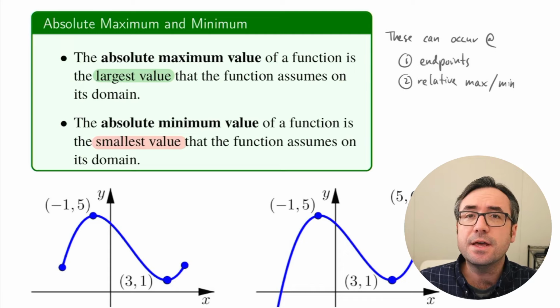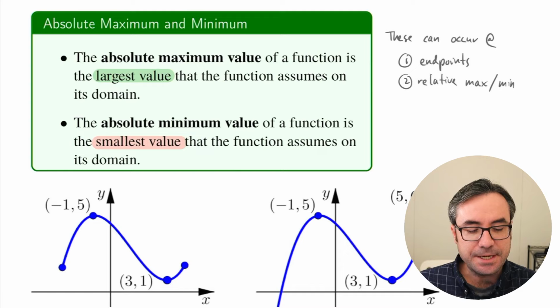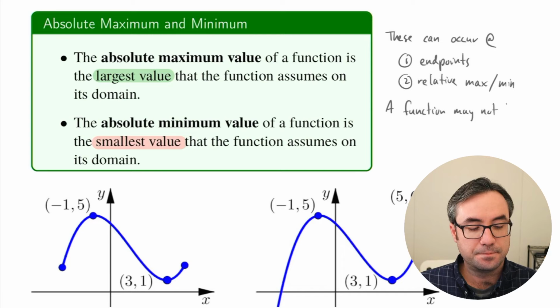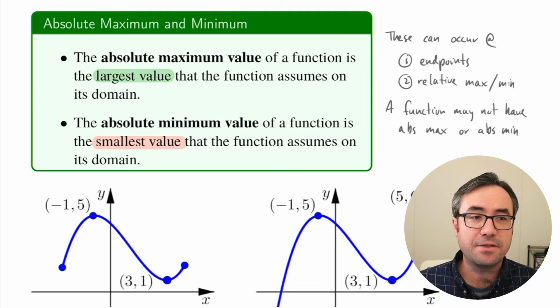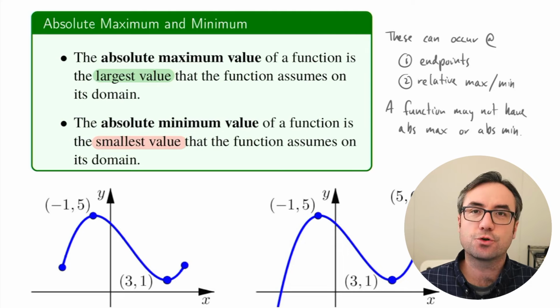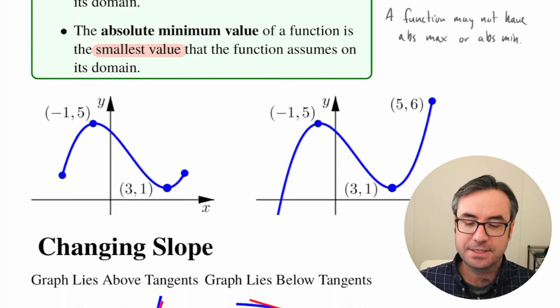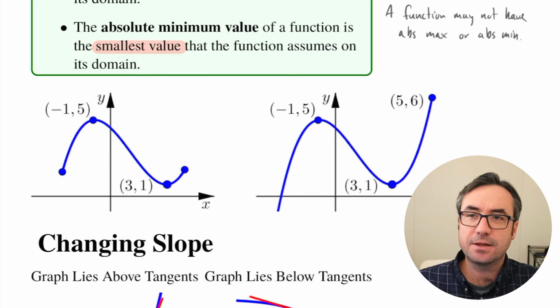The tricky thing is that a function doesn't necessarily have to have an absolute max or an absolute min. It may have both, it may have one and not the other, or it may have neither. So the tricky thing is, how do we figure out where our function has an absolute max and an absolute min? Let's look at a couple examples to get a little practice.